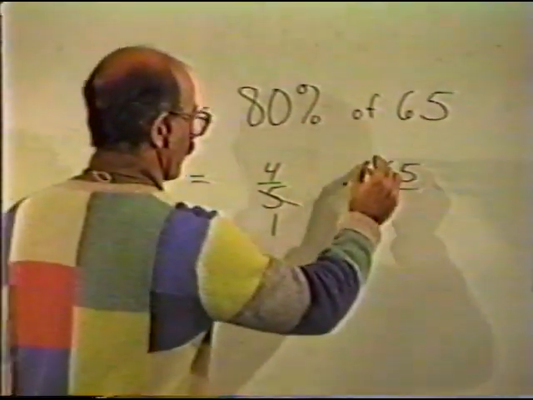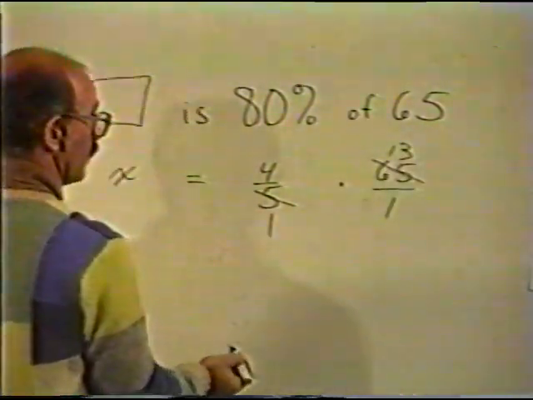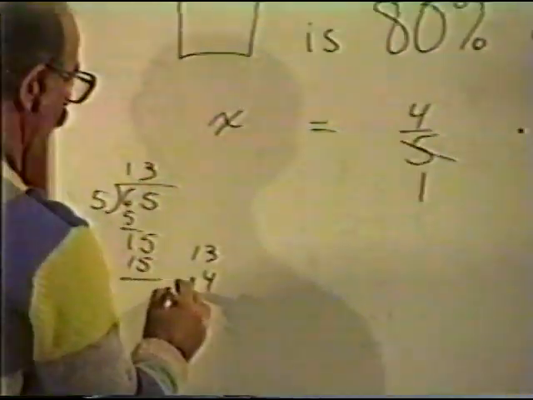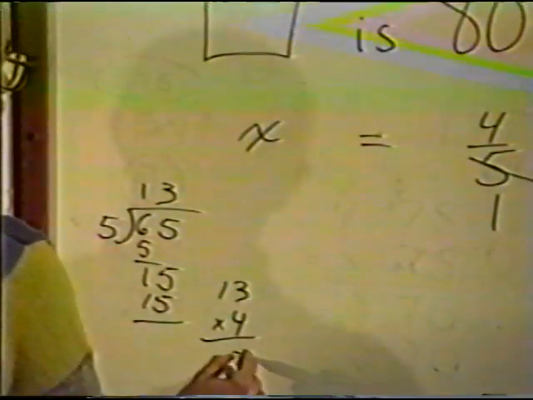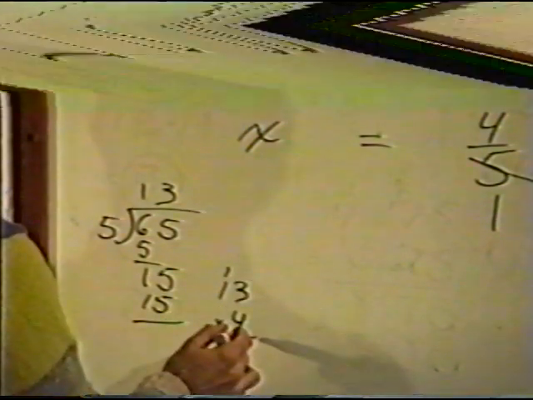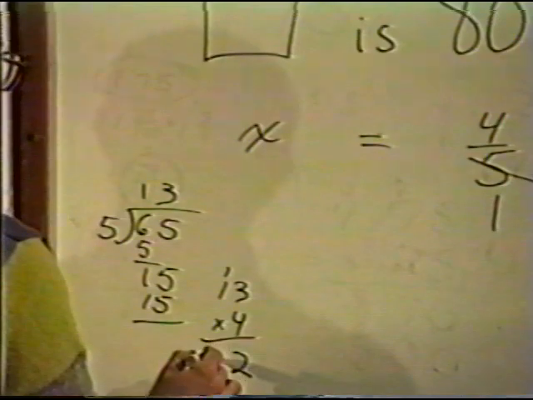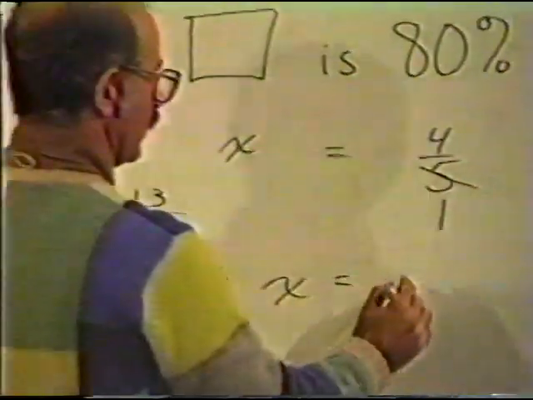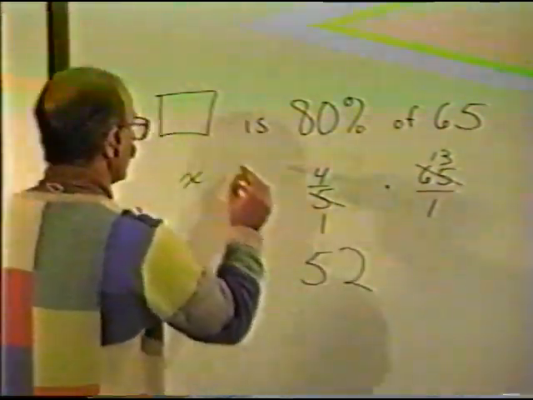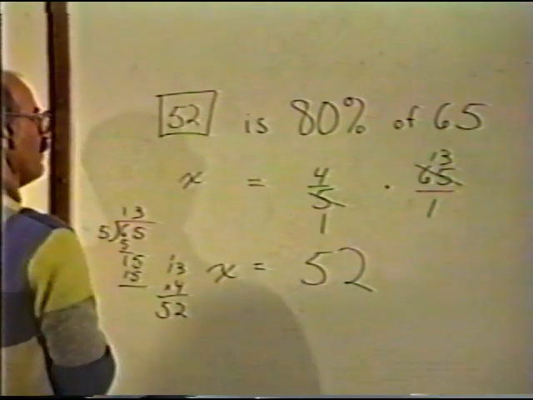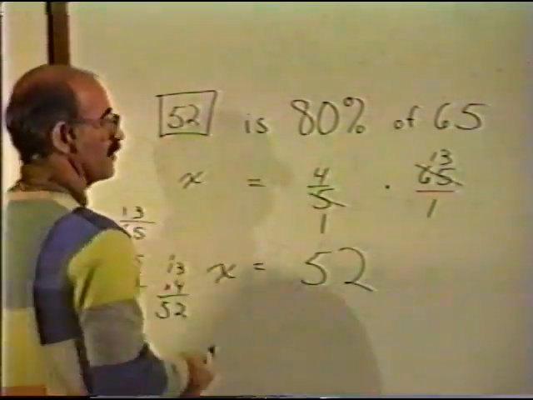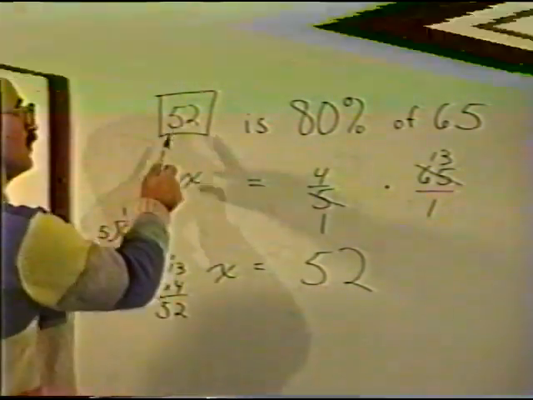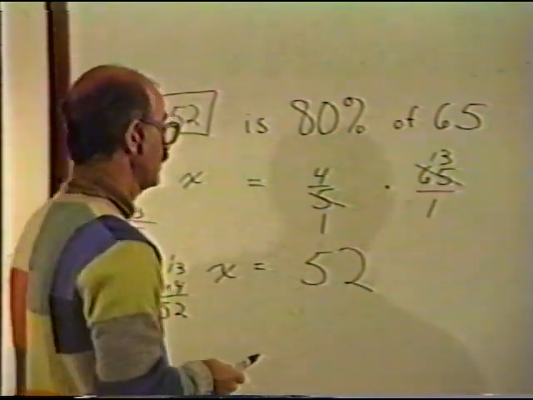And we get 13. Now we have to multiply 4 times 13. 13 times 4. 3 times 4 is 12. Carry the 1. 1 times 4 is 4, plus 1 is 5. X equals 52. The answer is 52. And it makes sense. 80% is a rather large piece of 65, and 52 is a rather large piece of 65.